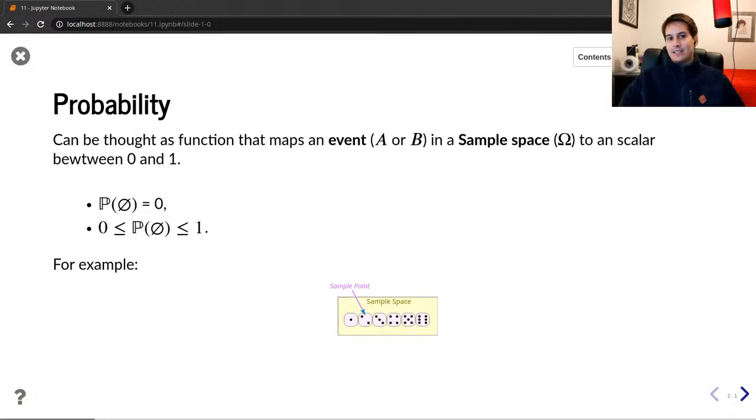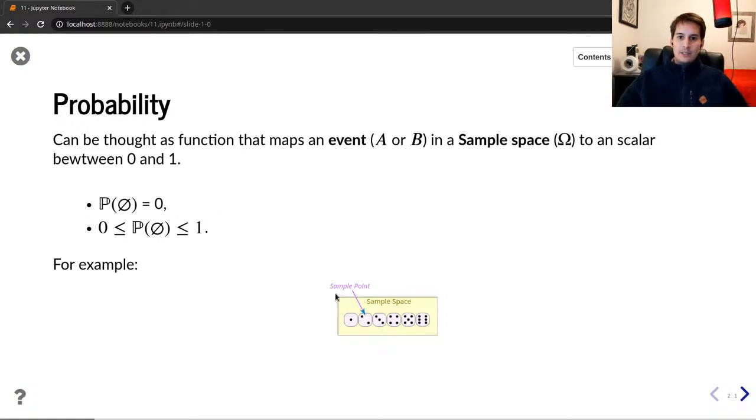The first part is what's probability, and just to talk the same language, the probability can be thought as a function that takes an event from a sample space and gives you a value from 0 to 1, and that value from 0 to 1 is what we call probability. And obviously the probability of the empty set, or the probability of nothing occurring, is 0.